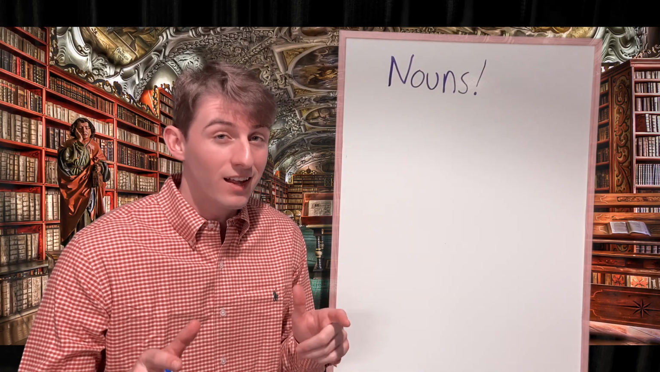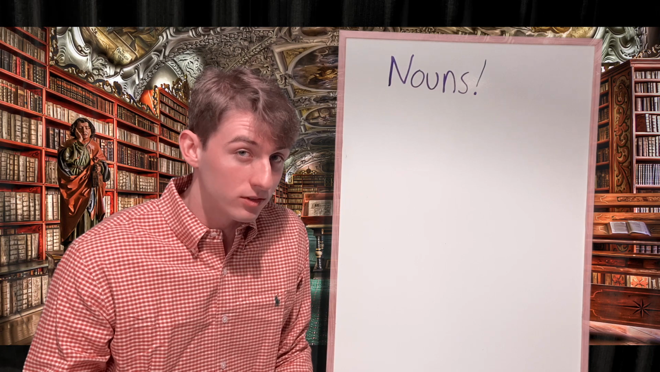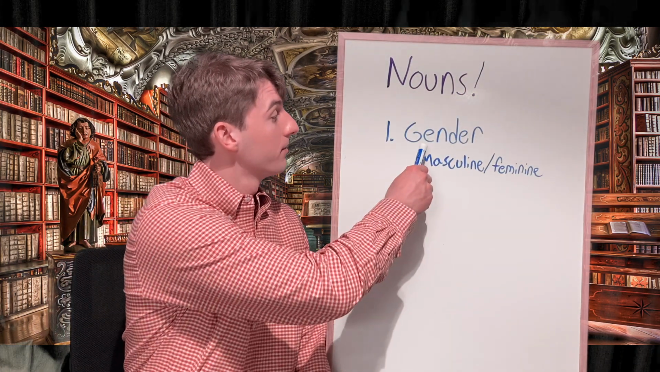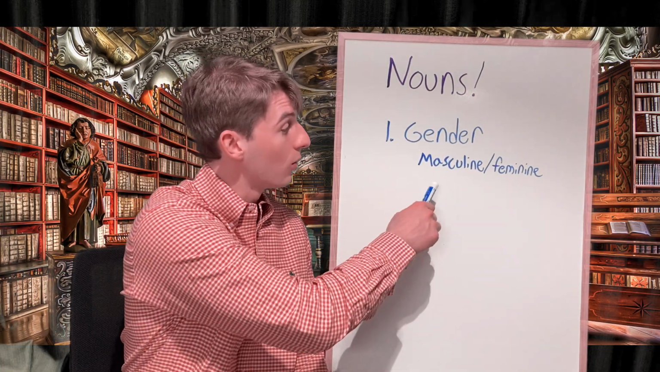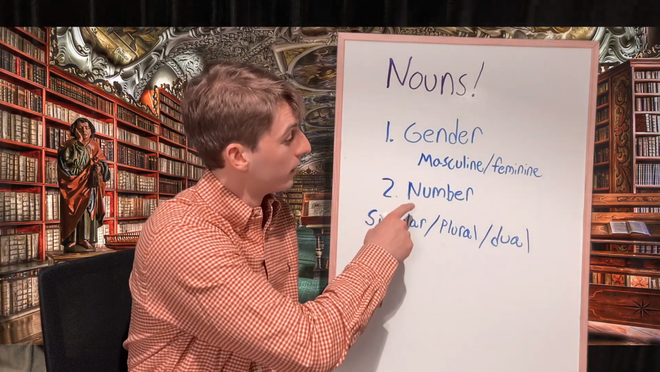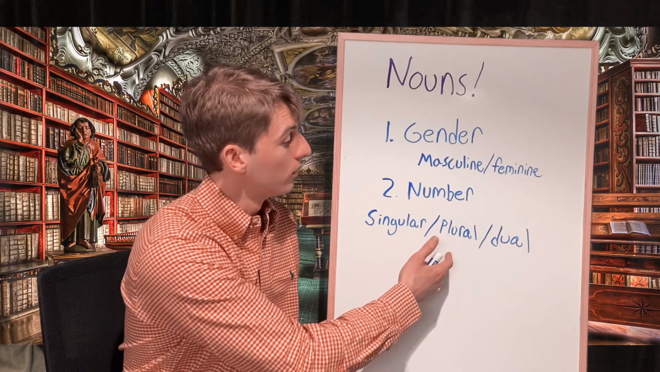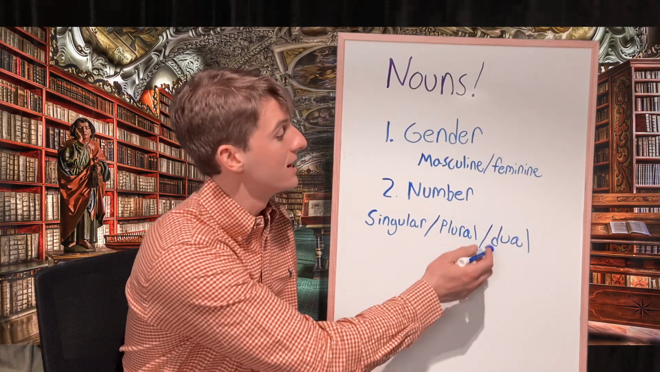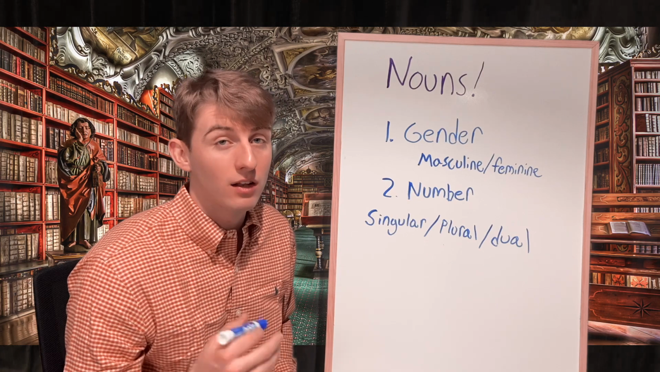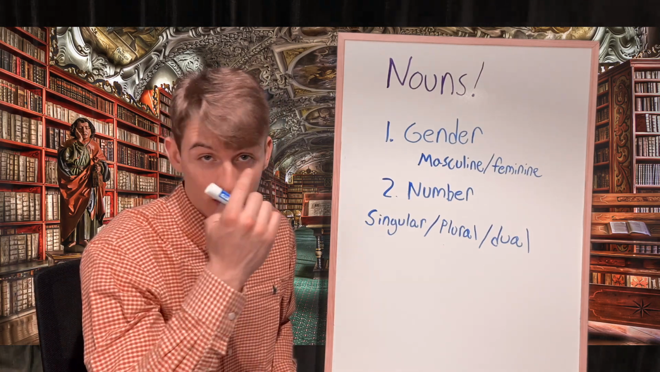So today, let's learn about nouns. Nouns have a couple different parts. First, nouns have gender. Nouns can either be masculine or feminine. Second, nouns have number. A noun can either be singular, like king, plural, like kings, or it can be in the dual. The dual is a little bit more unique to Akkadian, and it would be used for something like eyes, where we have a pair of two.